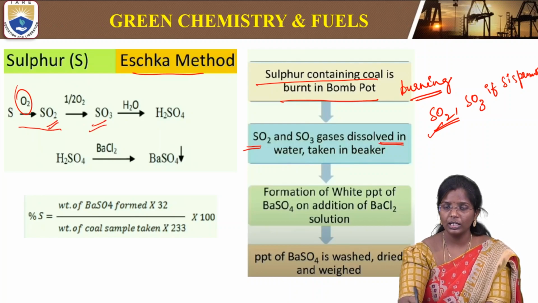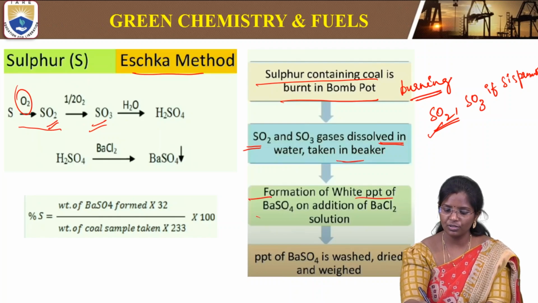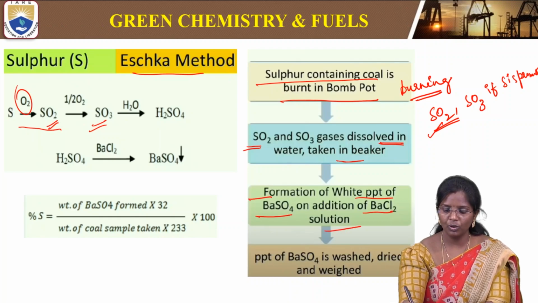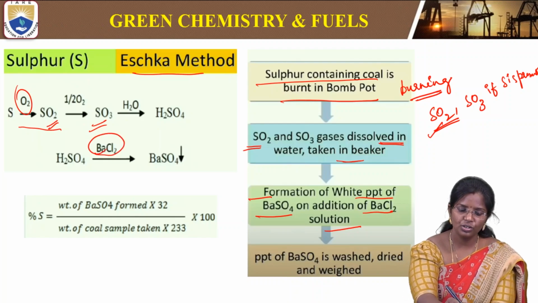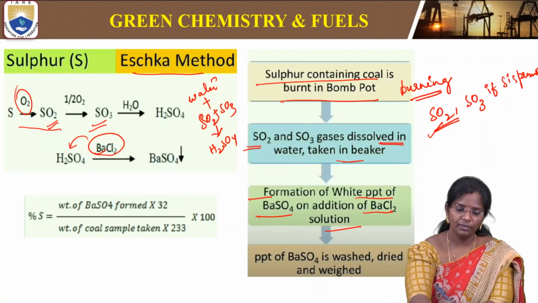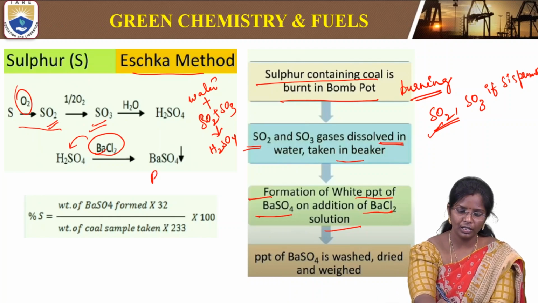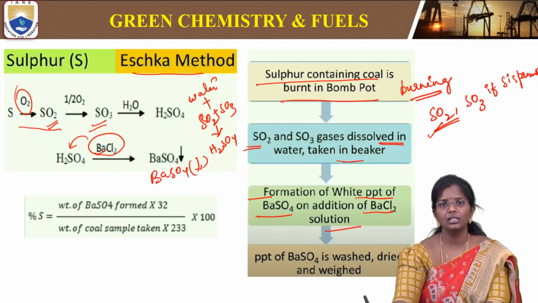Those are dissolved in water, and we also see the formation of a white precipitate of barium sulfate on the addition of barium chloride solution. Water containing sulfur dioxide and trioxide will form sulfuric acid. Whenever we add barium chloride to this, barium sulfate will form as a precipitate. So this is one of the identification tests for whether sulfur is present in that particular sample or not.